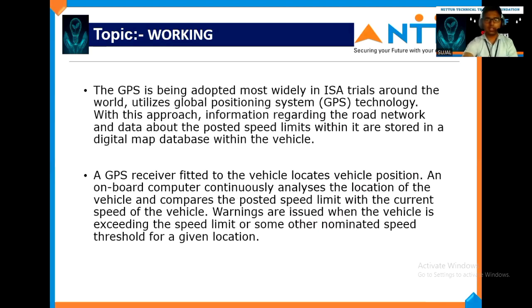GPS is the most widely adopted technology in ISA trials around the world, as it utilizes the Global Positioning System. With this approach, information regarding the road network and data about the posted speed limits within it are stored with the help of a digital map and a database within the vehicle. The GPS receiver is fitted on the vehicle and locates the vehicle's position, and an onboard computer continuously analyzes the location of the vehicle and compares its speed with the posted speed limit, with the help of a satellite.